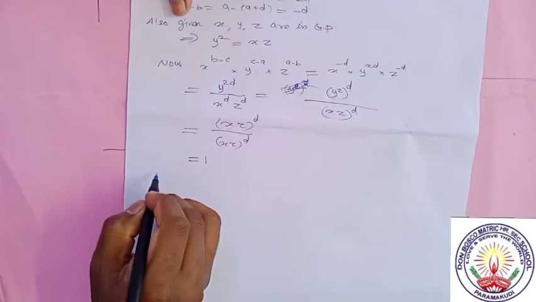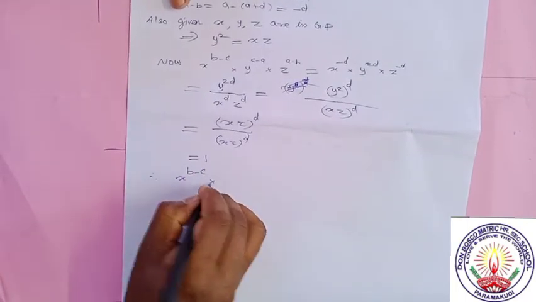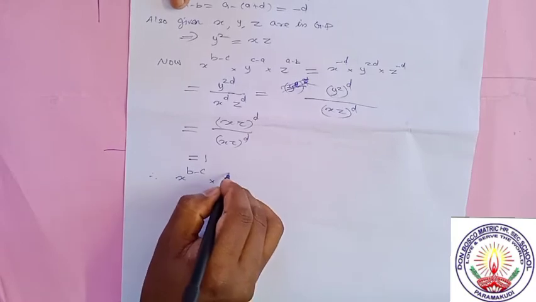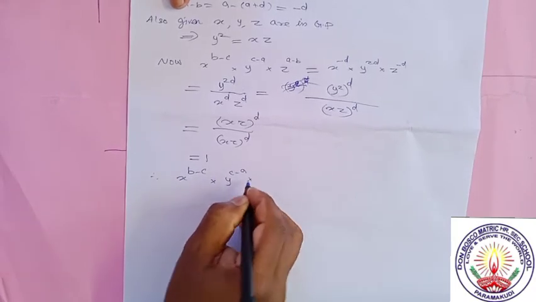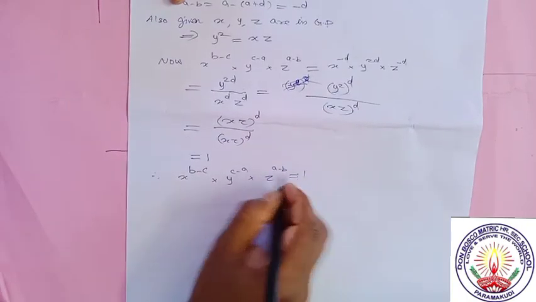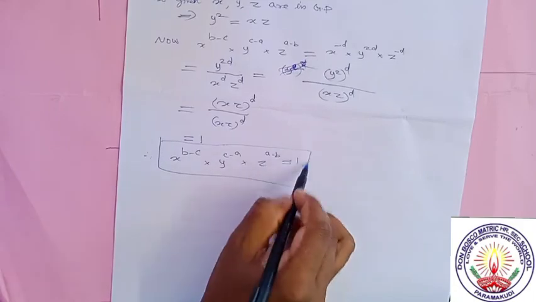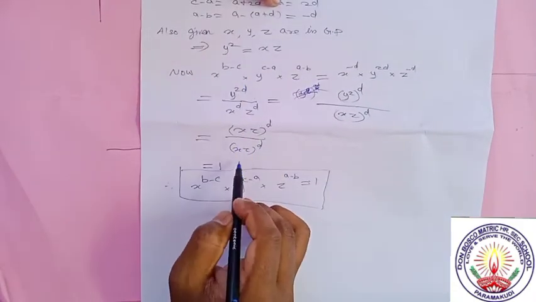Therefore X power B minus C into Y power C minus A into Z power A minus B is equal to 1. Our question is to show that this product is equal to 1. So we have proved this product is equal to 1.